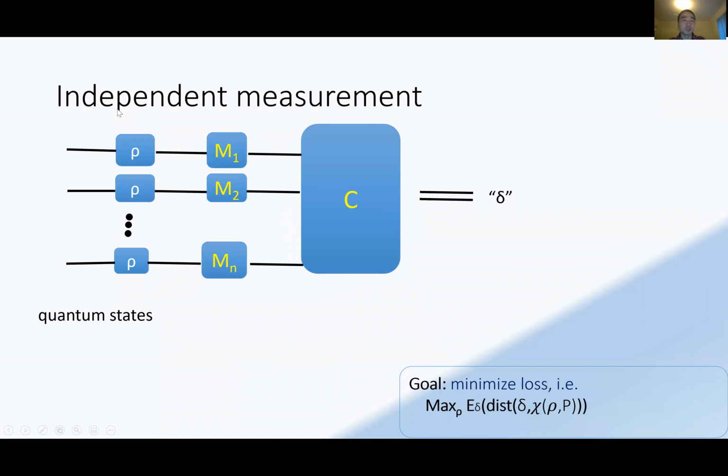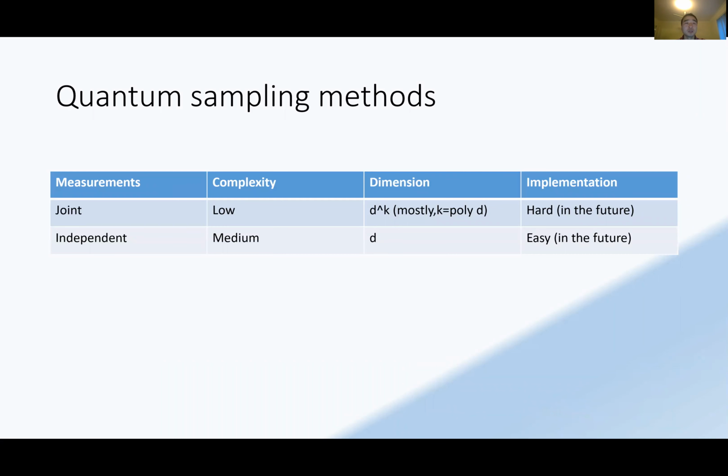For the independent measurement setting, we measure each copy of rho independently, gather all the classical outcomes from the measurements and compute delta. Comparing these two sampling methods, joint measurement could have lower complexity, but the measurement dimension is d to the n, therefore it's hard to implement. Independent measurement has slightly larger complexity, but the measurement dimension is d, which makes it easy to implement.